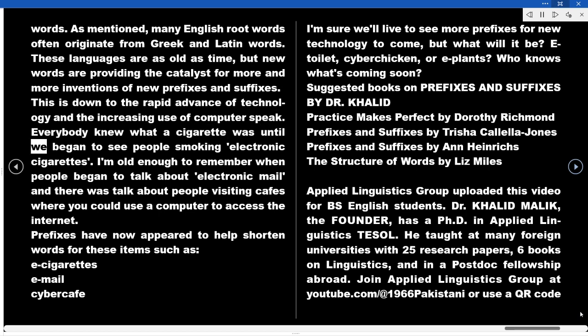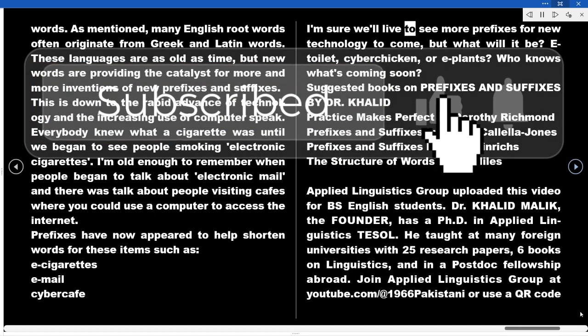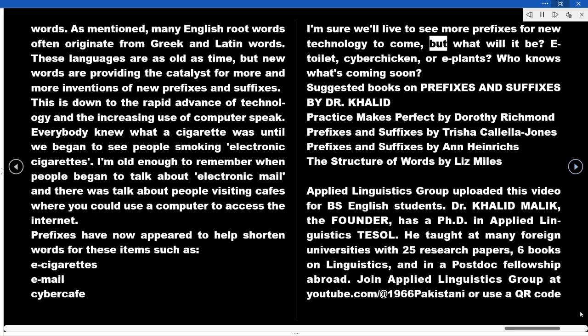Everybody knew what a cigarette was until we began to see people smoking electronic cigarettes. I'm old enough to remember when people began to talk about electronic mail and there was talk about people visiting cafes where you could use a computer to access the internet. Prefixes have now appeared to help shorten words for these items such as e-cigarettes, email, cybercafe. I'm sure we'll live to see more prefixes for new technology to come, but what will it be? E-toilet, cyber-chicken, or e-plants? Who knows what's coming soon?